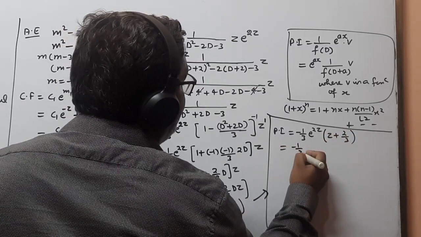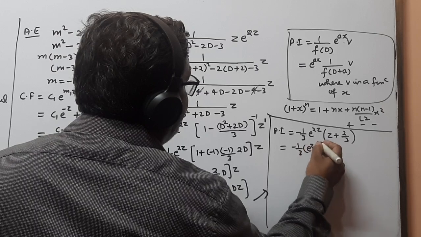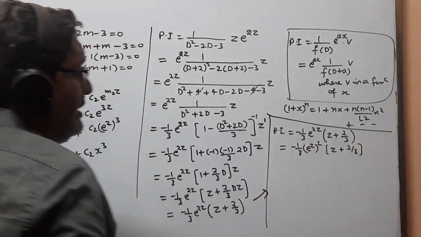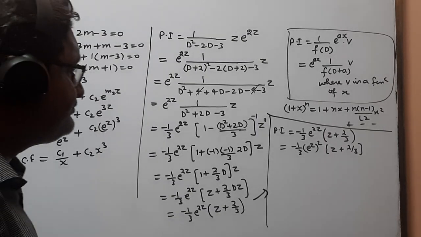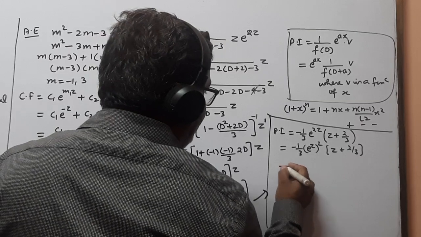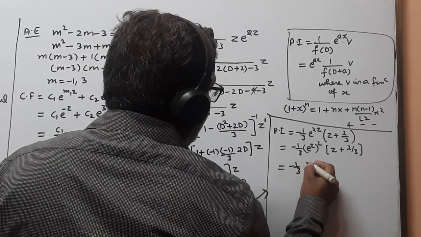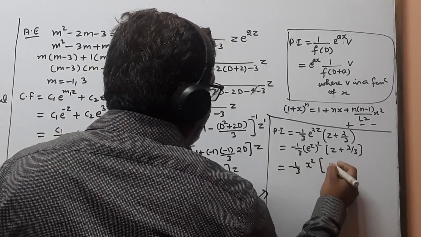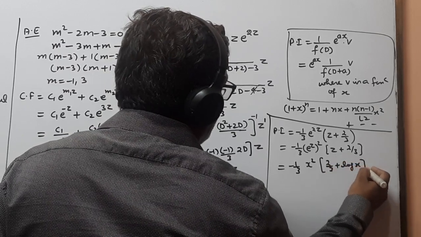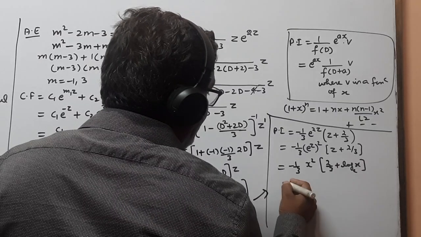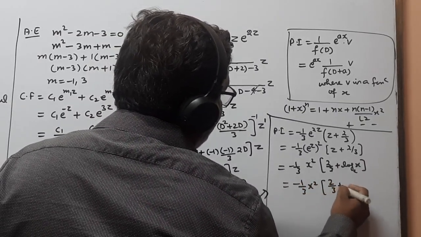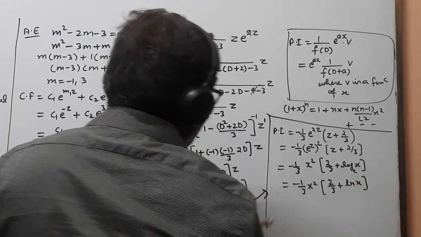Now this e to the power 2z can be written as e to the power z whole square, times z plus 2 by 3. Now we replace x in place of e to the power z. So we get here x square, and in place of z we put log x, to the base e. So this is minus 1 by 3 x square, 2 by 3 plus ln x.